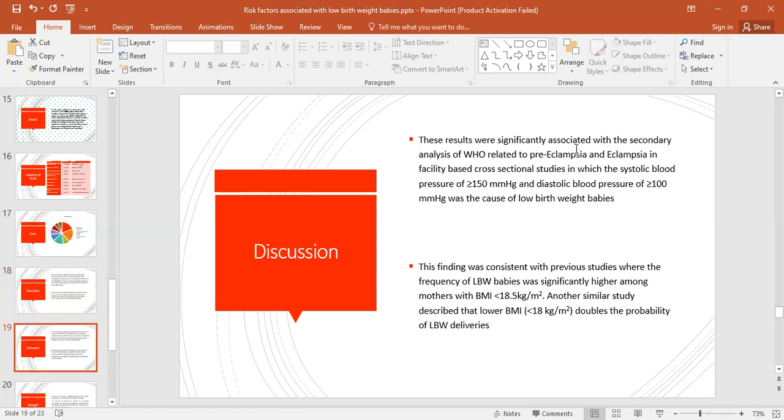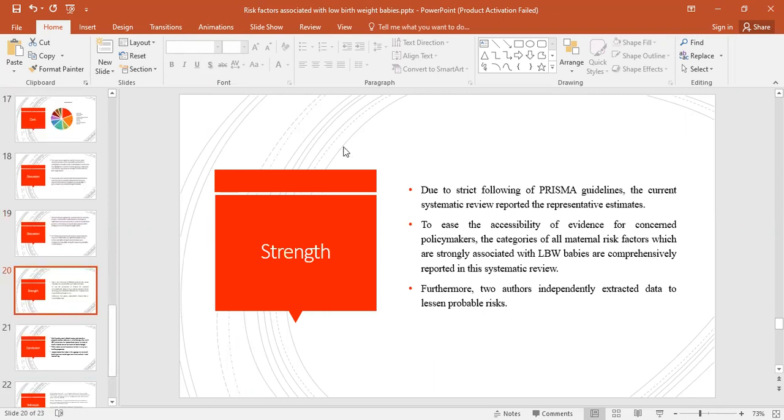The results were also consistent with the WHO secondary analysis related to preeclampsia and eclampsia in facility-based cross-sectional studies, in which a systolic blood pressure of more than 150 and diastolic pressure of more than 100 was the cause of low birth weight babies. And this finding was also consistent with a previous study where the frequency of low birth weight babies was significantly higher among mothers with a BMI ranging from 18.5, and another similar study described that a lower BMI doubles the probability of low birth weight deliveries.